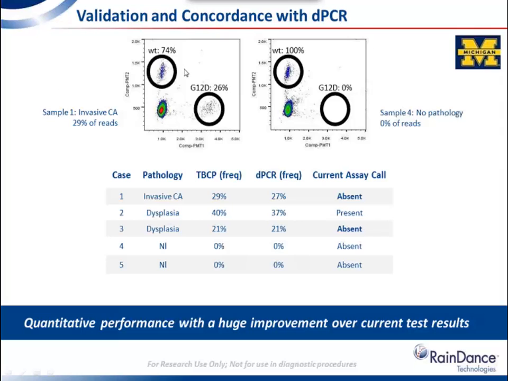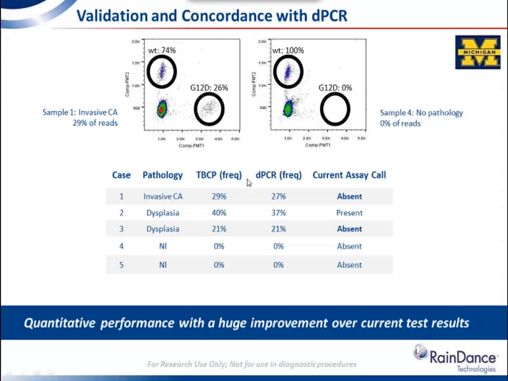In the top left up here, there's the wild-type cluster. These are droplets that are positive for the wild-type allele. And down here are the droplets in the cluster that are positive for the mutant allele, in this case G12D. The RainDrop digital PCR basically counts the droplets. In this case, there are 26% mutant droplets to 74% wild-type droplets. On the right here is the negative sample, where now you only have 2 clusters. You have a negative cluster, and then a positive cluster for the wild-type, but there are no droplets in the mutant cluster.